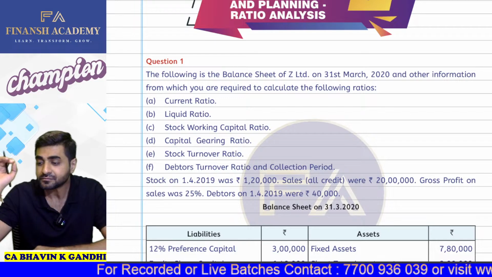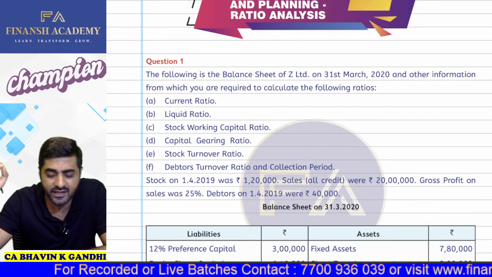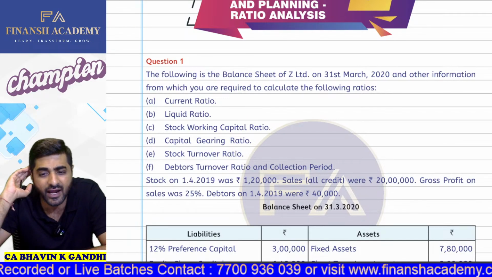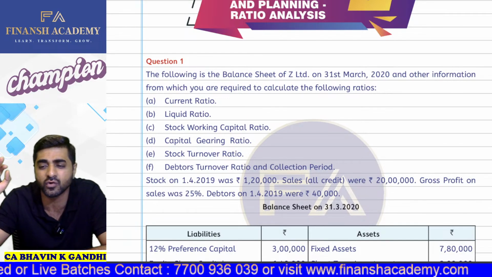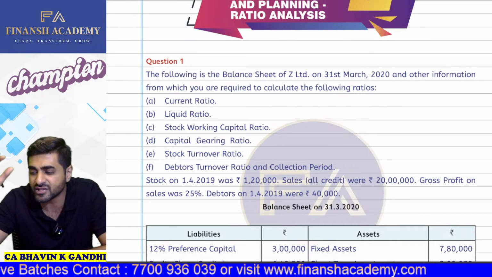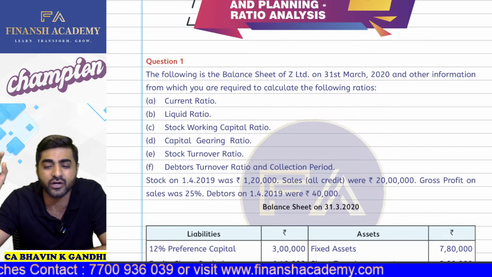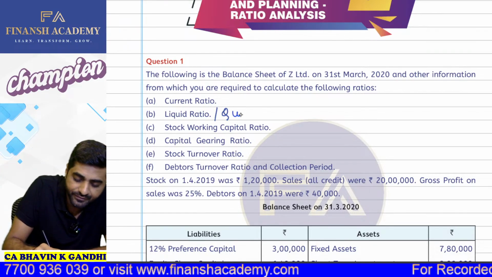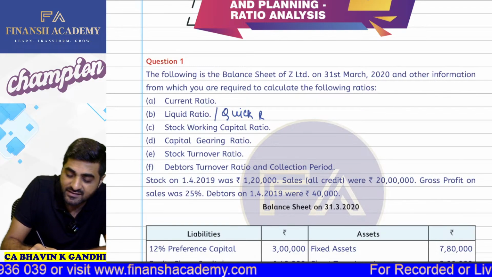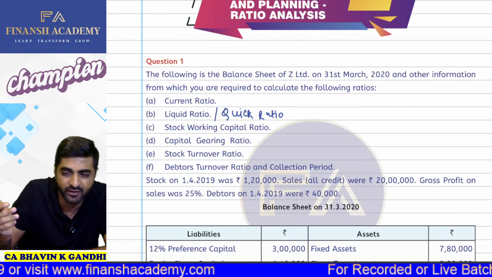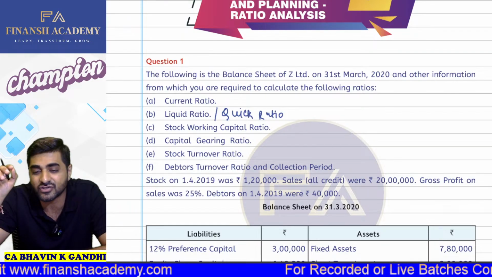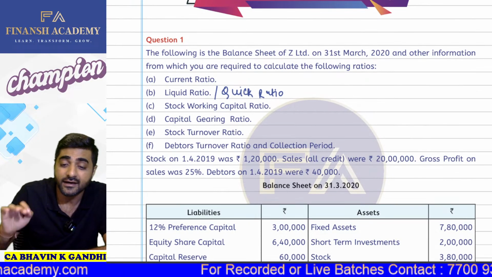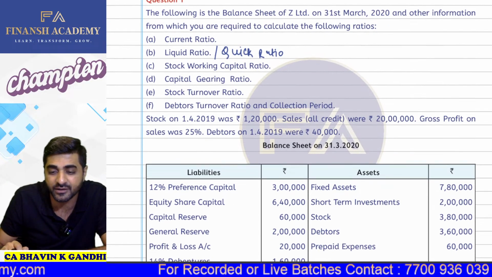Question number 1. The following is the balance sheet of Z Limited on 31st March 2020 and other information, from which you are required to calculate the following ratios. We are required to calculate the current ratio and liquid ratio. Liquid ratio is also known as quick ratio, or asset test ratio. Then we are required to calculate the stock to working capital ratio, capital gearing ratio, stock turnover ratio, debtors turnover ratio, and collection period.